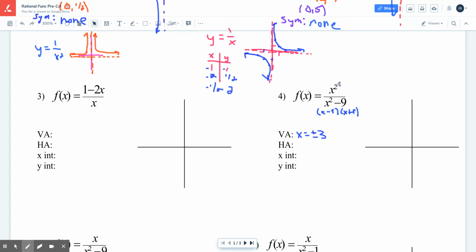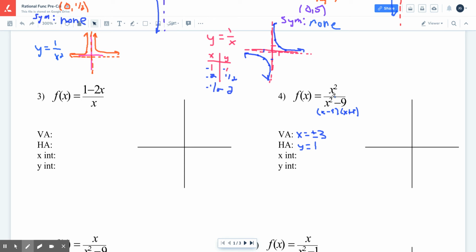Horizontal asymptote, degree on top, 2. Degree on the bottom, 2. They are the same, which means you take the leading coefficients of each of them and simplify them. Leading coefficient at the top is 1. Leading coefficient at the bottom is 1. So I get 1 over 1, which is 1. So horizontal asymptote, y equals 1.